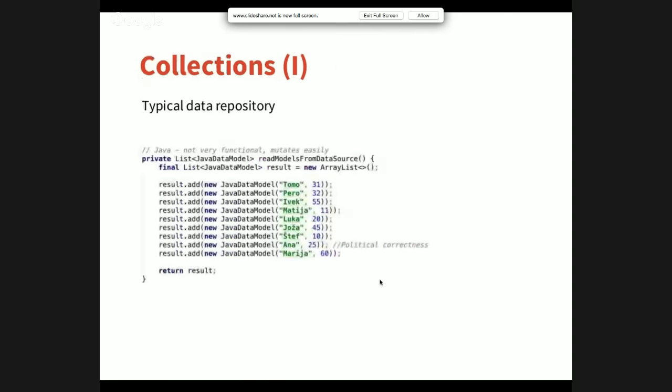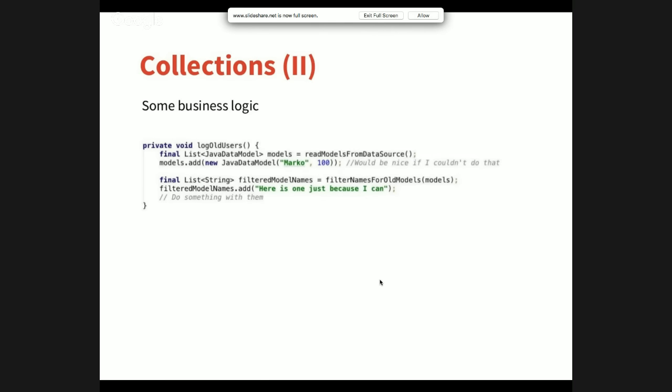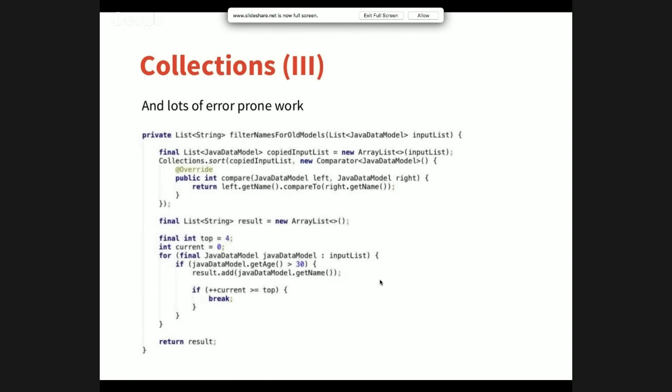And collections. So this is a typical data repository in Java. We read some models from a data source, and we do some filtering. And this is lots of error-prone work. If I'm a new developer on this project and I see this function, it's hard to see what it does. So it takes models by name, iterates over them, filters by age, and takes the first four of them. And it maps, yeah, it returns a list of names. So it maps model to string list.